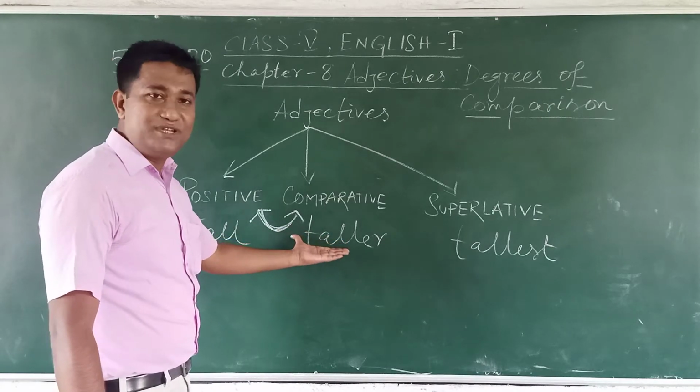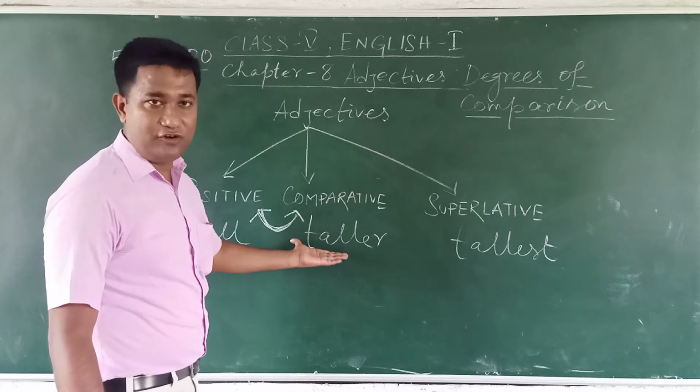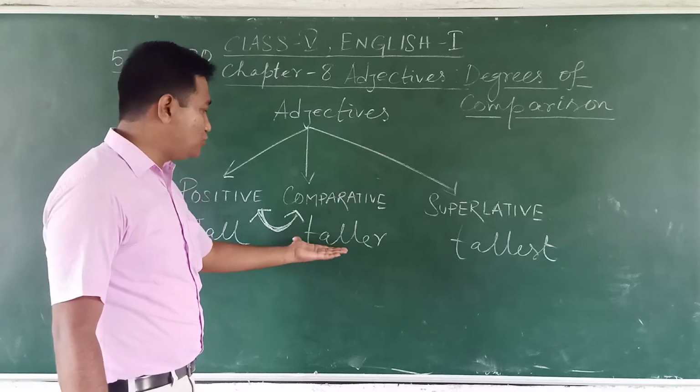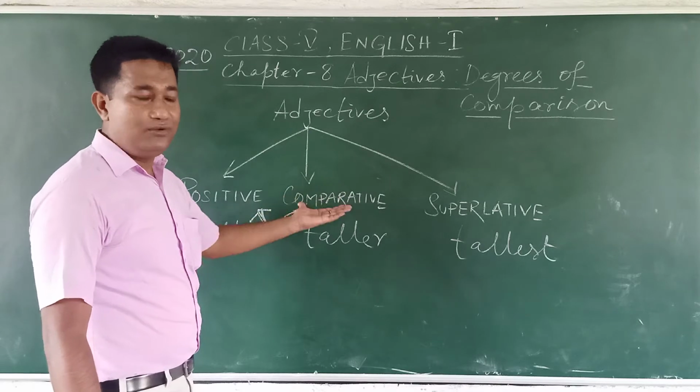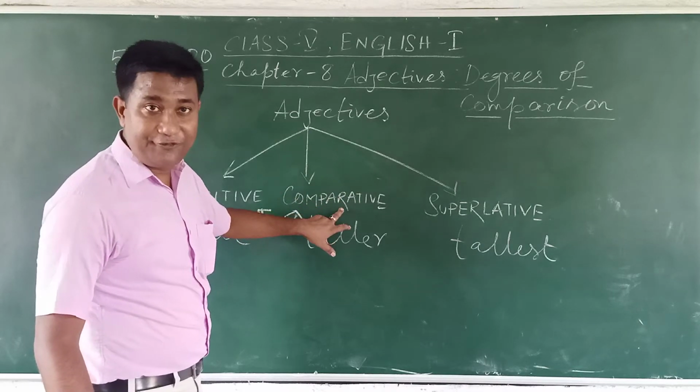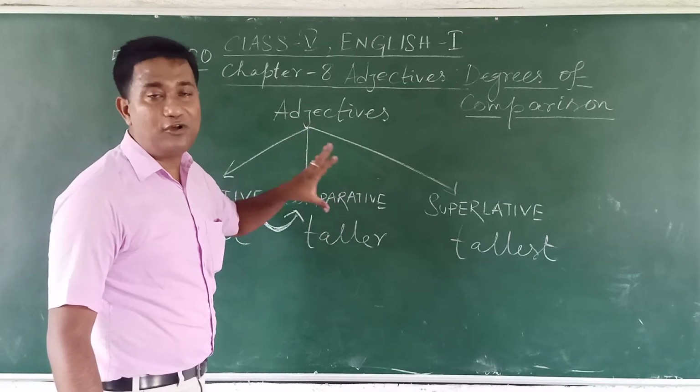Then I am coming to the next form. It's called comparative. It is the second order form. So it is taller, meaning we are comparing two things. From comparison, this word is coming.